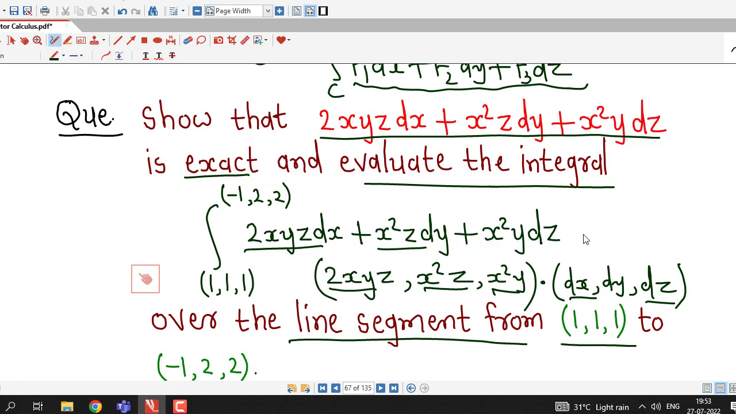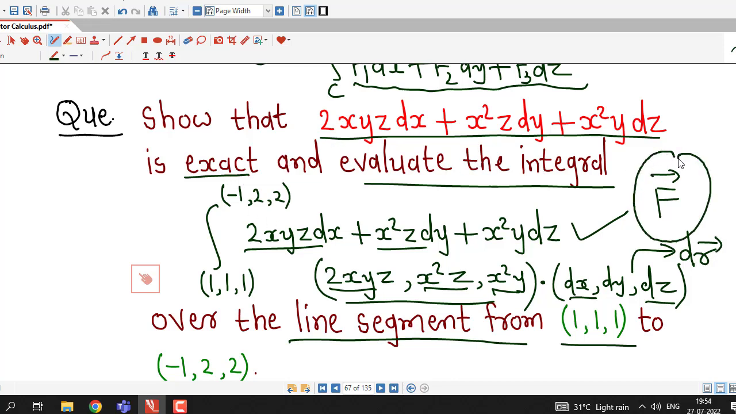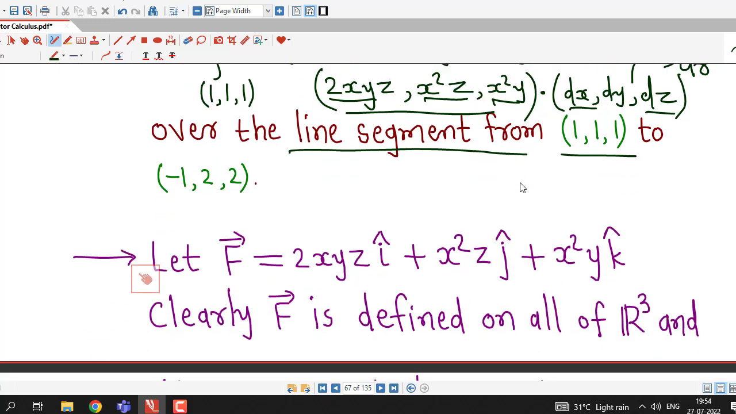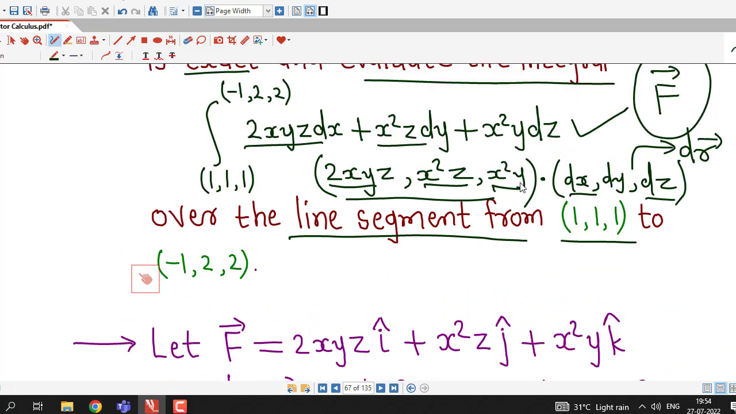So instead of writing this dot product, they have given this in the form of differential form, and they have asked to prove that this differential form is exact. So we will consider this vector as vector f bar, and this is dr bar, and to prove that this differential form is exact, we will prove that vector field f bar is conservative, and we know how to prove that vector field f bar is conservative.